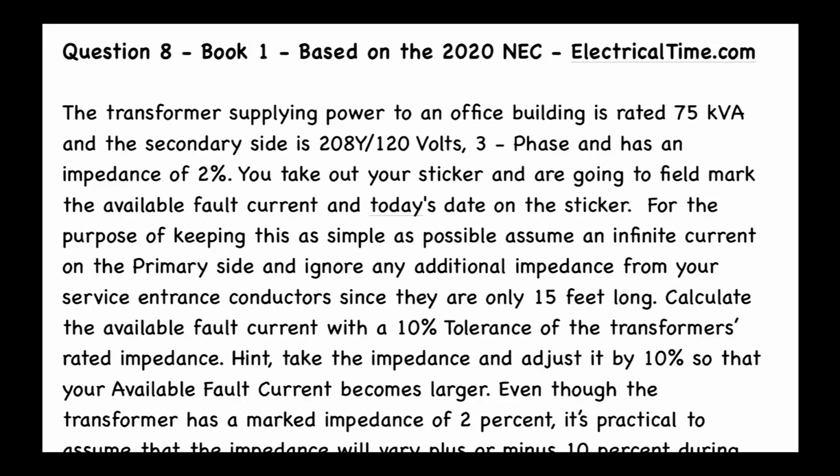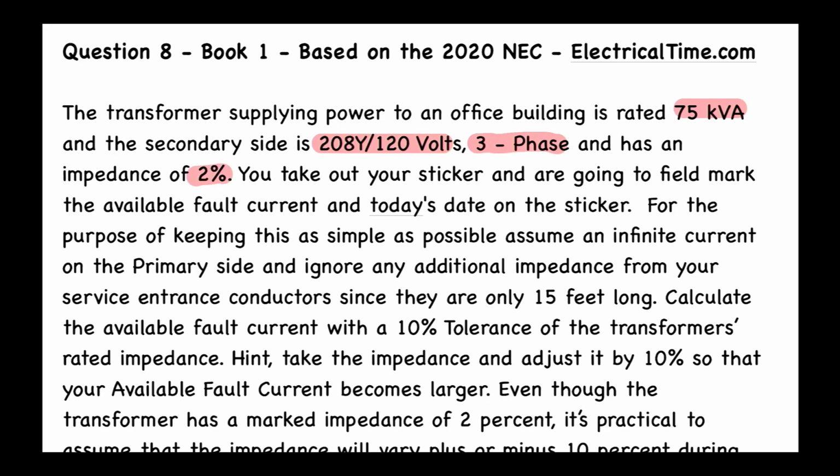This is question number 8 from book number 1, based on the 2020 NEC by electricaltime.com. The transformer supplying power to an office building is rated 75 kVA, and the secondary side is 208Y/120 volts. It's going to be three-phase and has an impedance of 2%.